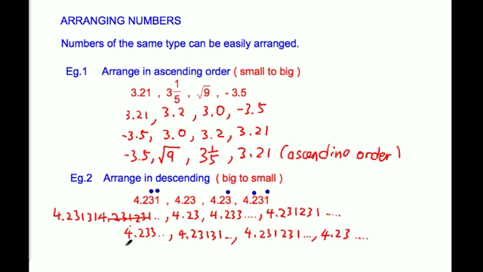And once again, we need to rewrite them into their original form: 4.23 recurring, 4.231, and 4.231 recurring, and 4.23 in descending order.